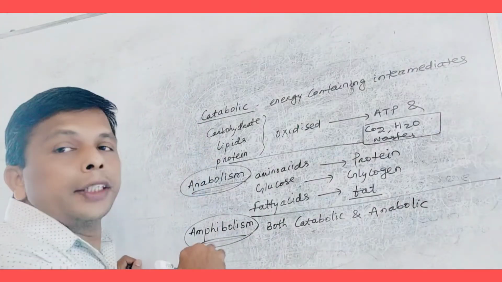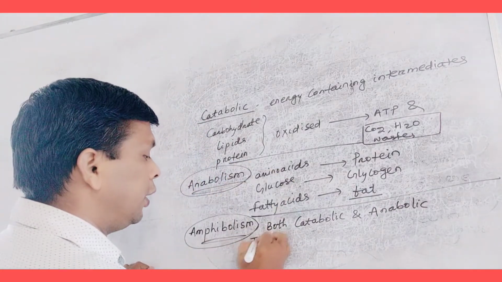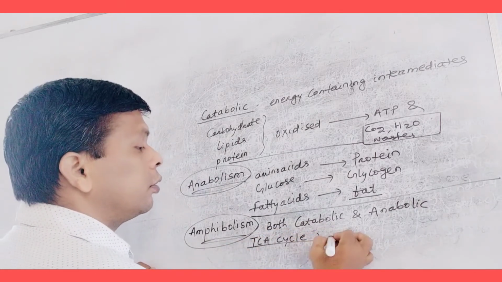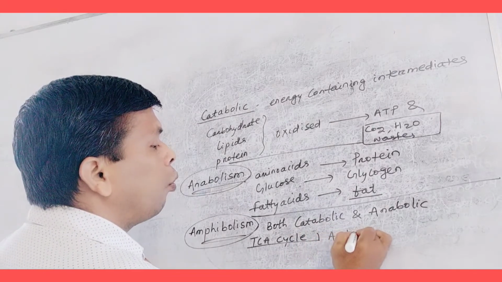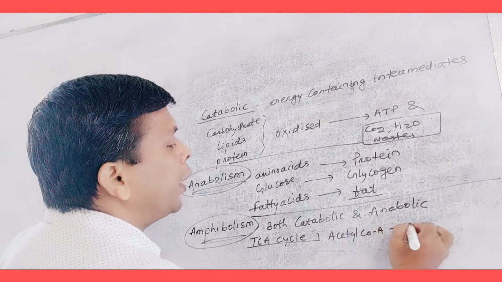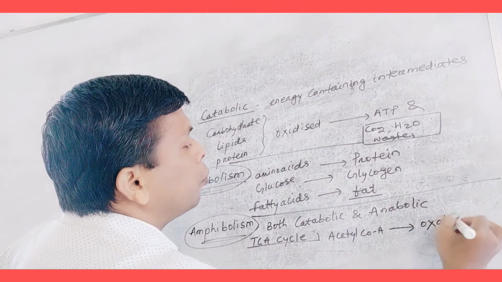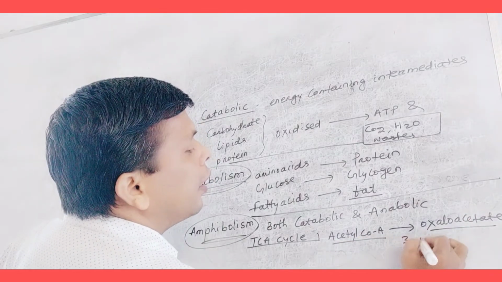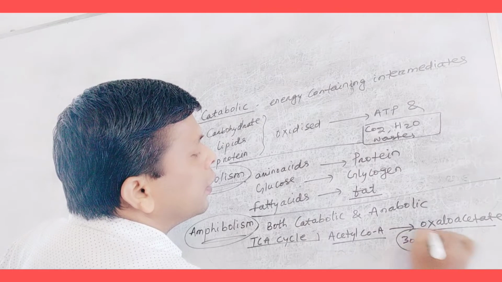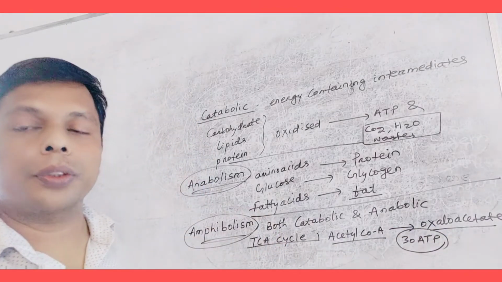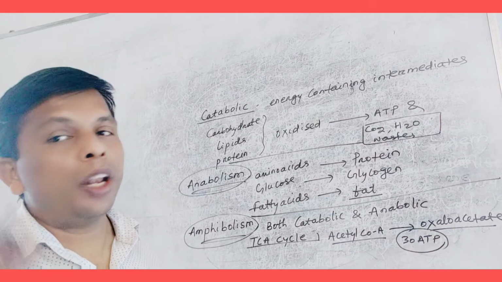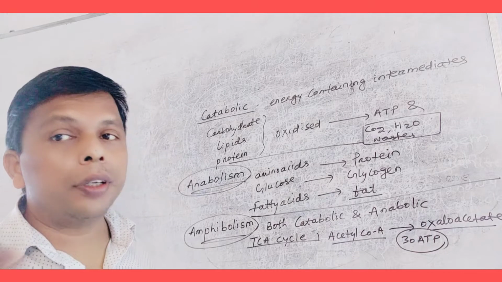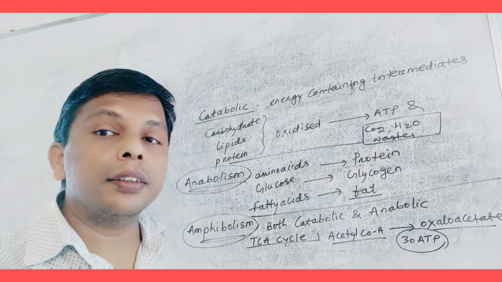Here we will take the example of the TCA cycle, the Krebs cycle. What happens here? The acetyl coenzyme which enters into the mitochondria produces oxaloacetate, and at that time, as we have studied, 30 ATP are produced. It is a catabolic pathway because ATP is released here. CO2 is also released as a byproduct. But how is it anabolic?